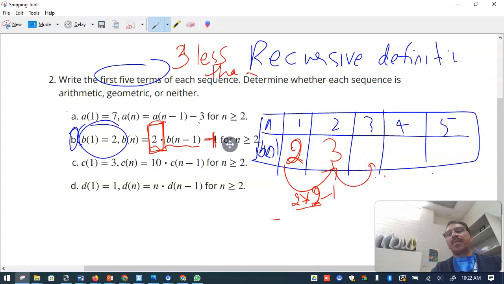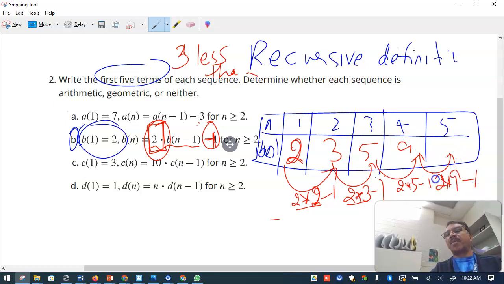Again, you multiply by 2. So 2 times 3 and then decrease by 1, which is 6 minus 1 is 5. Again, you do the same thing, 2 times 5. So double it and take away 1, and you get 9. See, double the 9 and take away 1. 2 times 9 is 18 minus 1 is 17.